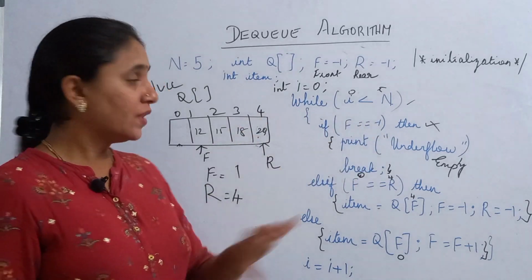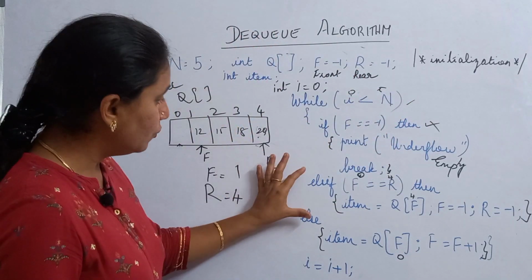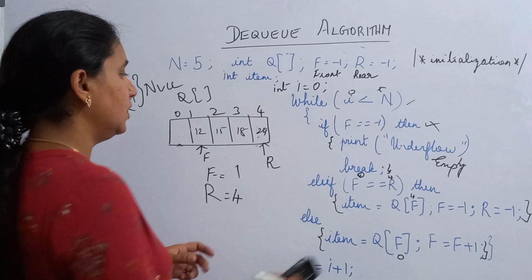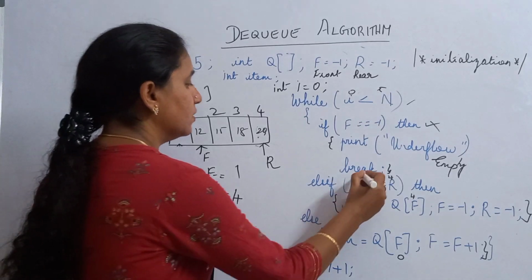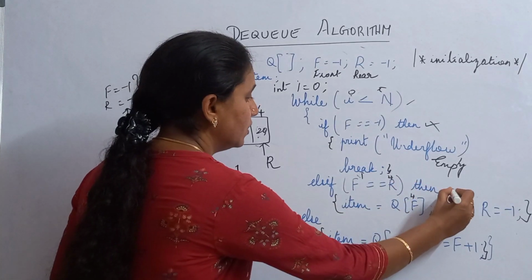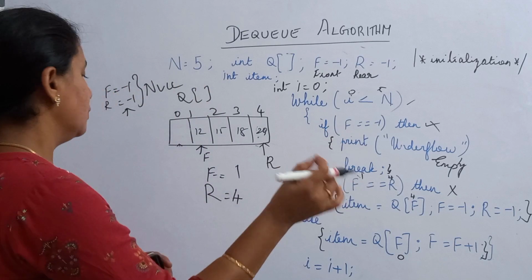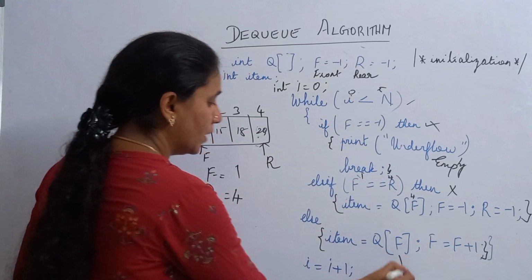So f is equal to -1. So this condition is false, so it will not execute. So again you go here. Now if you see, f is equal to 1, isn't it? So this condition is also false. 1 is not equal to 4, isn't it? So this is also false. So only this block will be executed. So now f value is 1.